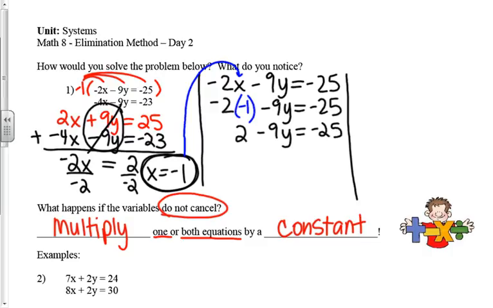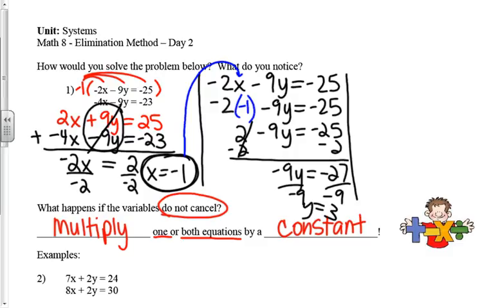And now we're just solving for y. So I'm subtracting the 2 over. Negative 9y equals -27, dividing by -9, and I get y equals 3. That tells me that if I were to graph these two lines on a coordinate plane, they would intersect at the point -1, 3. So that is my answer.